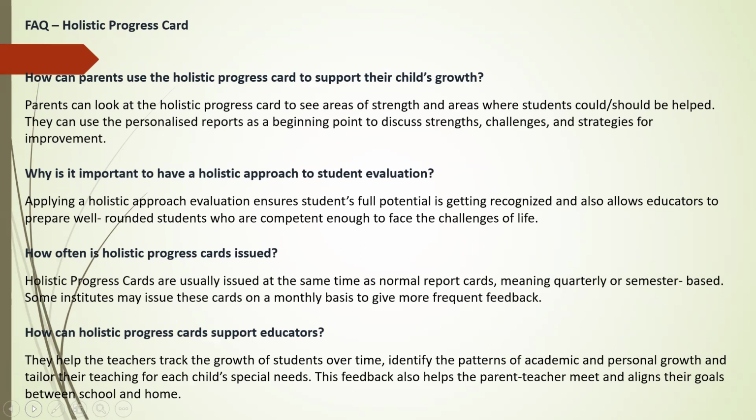The first question: how can parents use the holistic progress card to support their child's growth? The answer is that parents can look at the holistic progress card to see areas of strength and areas where the student could or should be helped. They can use the personalized report as a beginning point to discuss strengths, challenges, weaknesses, and strategies for improvement. Why is it important to have a holistic approach to student evaluation?